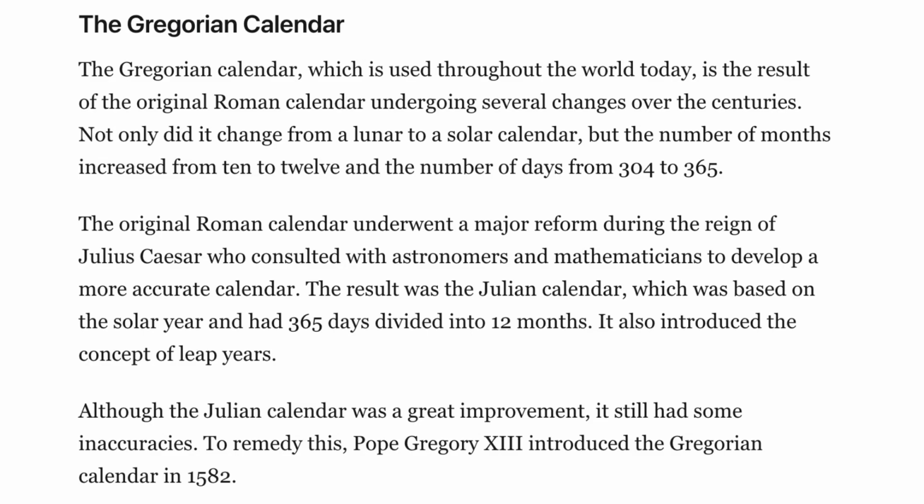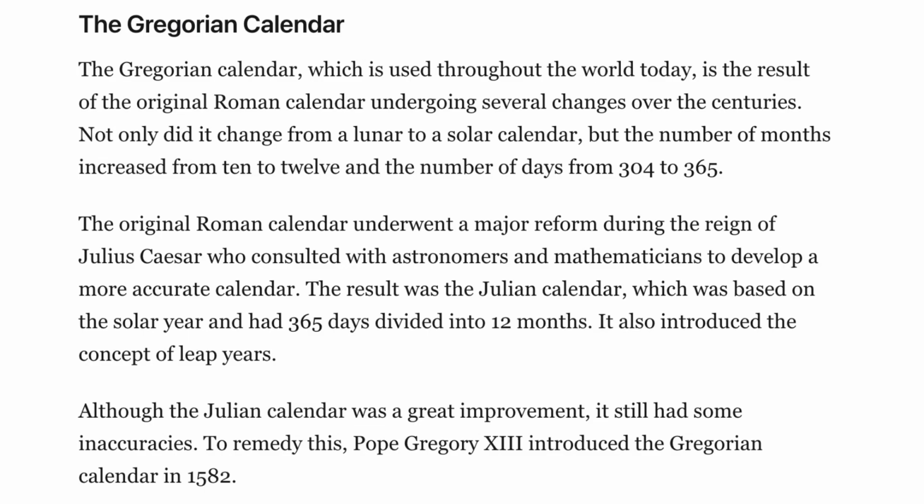The Gregorian calendar. The Gregorian calendar, which is used throughout the world today, is the result of the original Roman calendar undergoing several changes over the centuries. Not only did it change from a lunar to a solar calendar, but the number of months increased from 10 to 12 and the number of days from 304 to 365. The original Roman calendar underwent a major reform during the reign of Julius Caesar, who consulted with astronomers and mathematicians to develop a more accurate calendar.